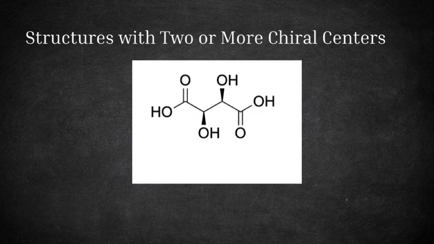For carbon 2, the lowest priority group is already on the dashed bond. The hydroxyl group is priority 1, the carboxylic acid group is priority 2, and the remaining branch is priority 3. Tracing the direction of the priorities gives us a clockwise direction, assigning this chiral center the R configuration. Using the same process for carbon 3, we find that this carbon also has the R configuration as well. Therefore, we can give this molecule the name 2R, 3R, tartaric acid.